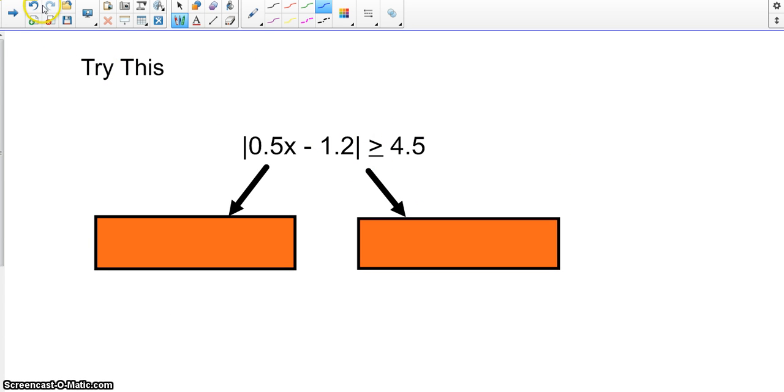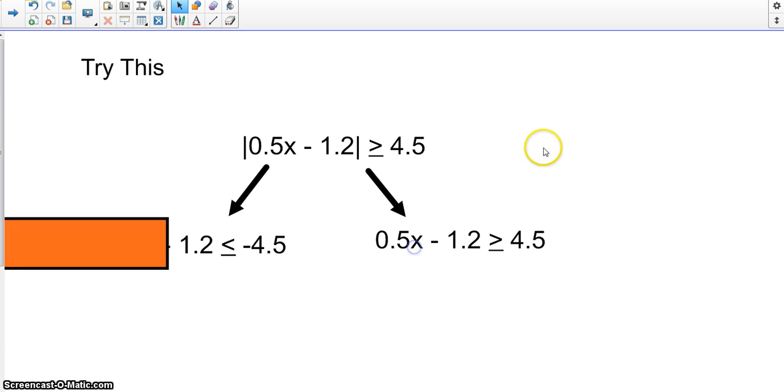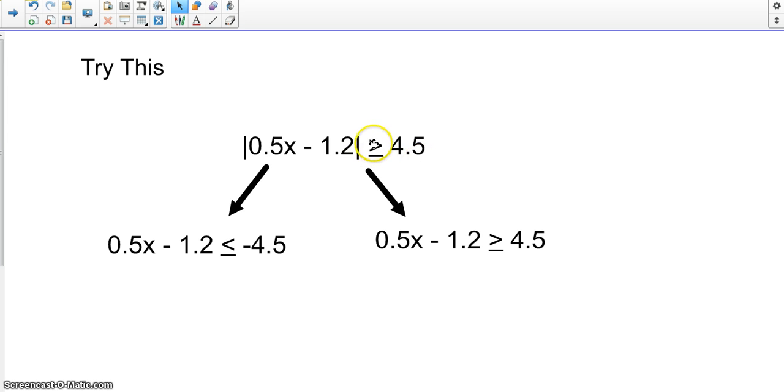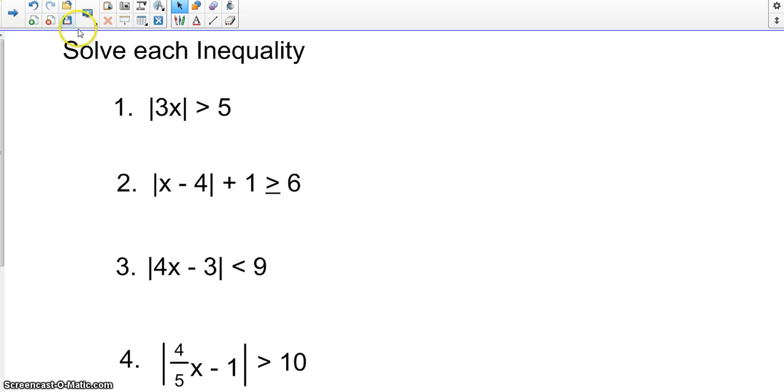There's one for you guys to take a look at. All right? Pause the video, see what you get. You should get those 2 inequalities. Well, actually they're not absolute value anymore. We take the bars off, but that's what you end up with. Okay? So hopefully that makes sense. And you should know how to solve these after you get them to that point. Okay? All right.